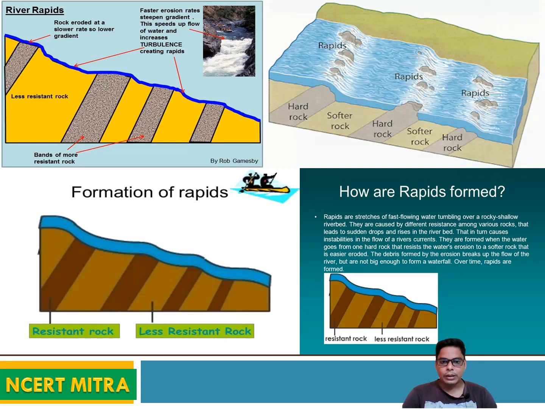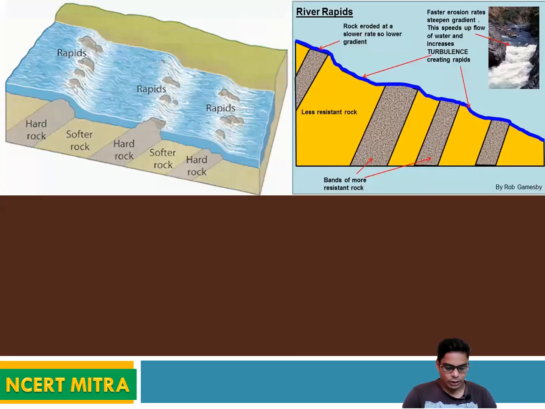Then we come to another thing, the cascade. When a number of rapids occur in a series, they form a cascade. Here is rapid number 1 over hard rock, rapid number 2, hard rock, rapid number 3. So a number of rapids together form a cascade. Rocks erode at slower rates, and as you can see in my background, faster erosion rates and a steeper gradient speed up the flow of water and increase the turbulence, creating the rapids. When a number of rapids come together, that is called a cascade.